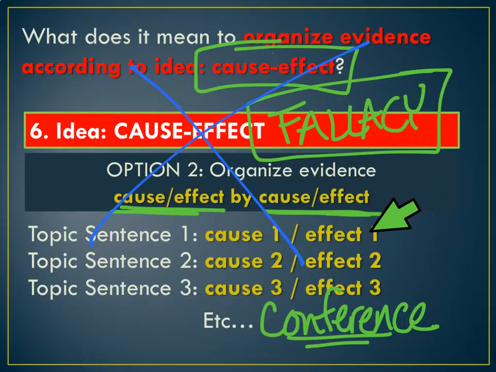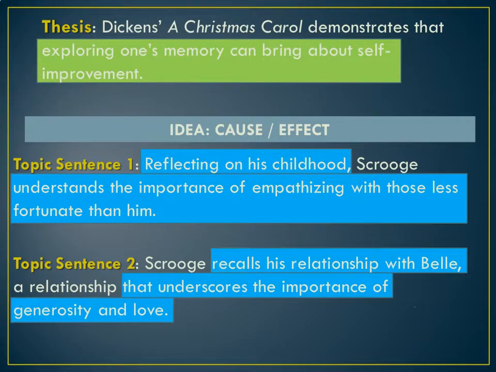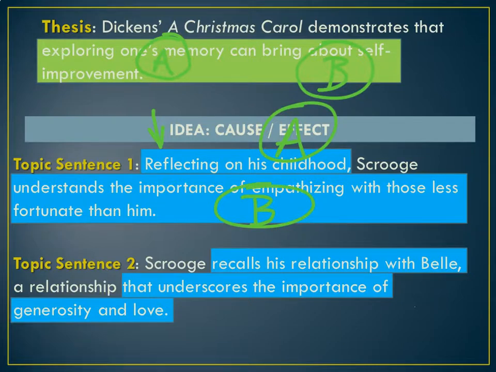So if you look at the thesis statement, clearly this writer is wanting to write about cause-effect. Cause, exploring one's memory. Effect, it brings about self-improvement. And so then what this writer has chosen to do is to focus on a specific cause and effect in each topic sentence. What you see here is that it first names the cause, A, reflecting on his childhood, and then the effect is understanding the importance of empathizing with those less fortunate.